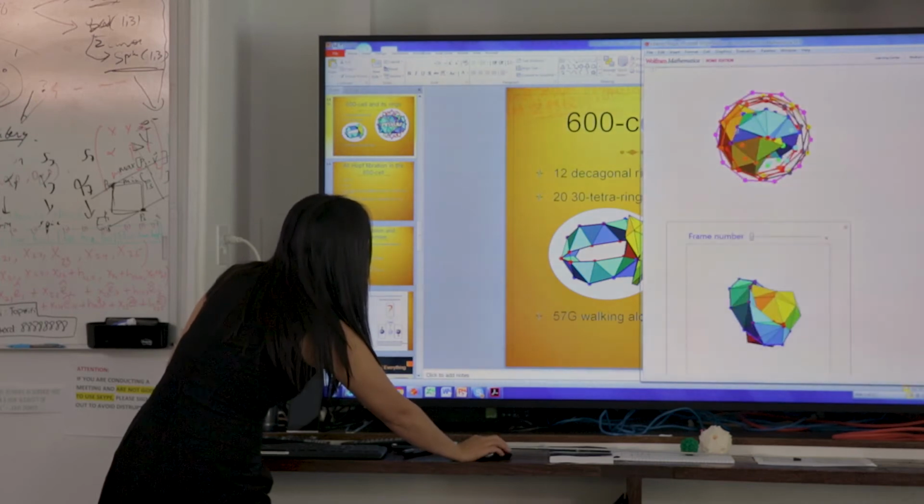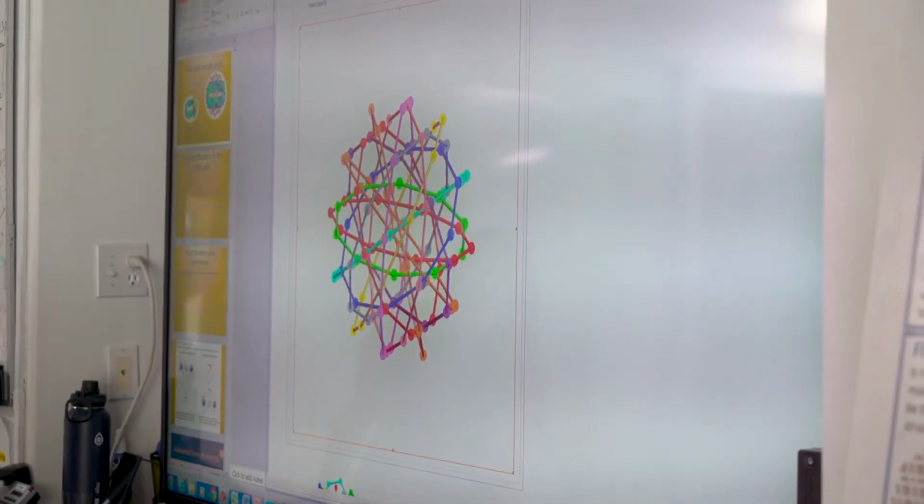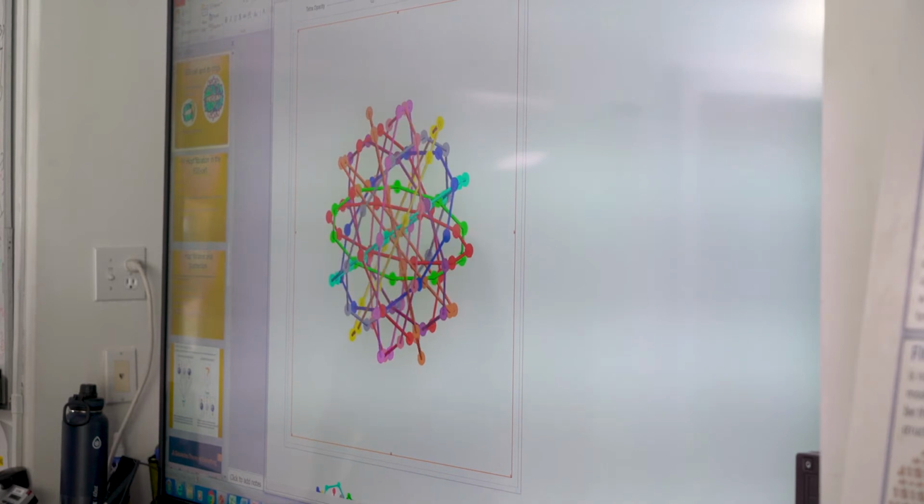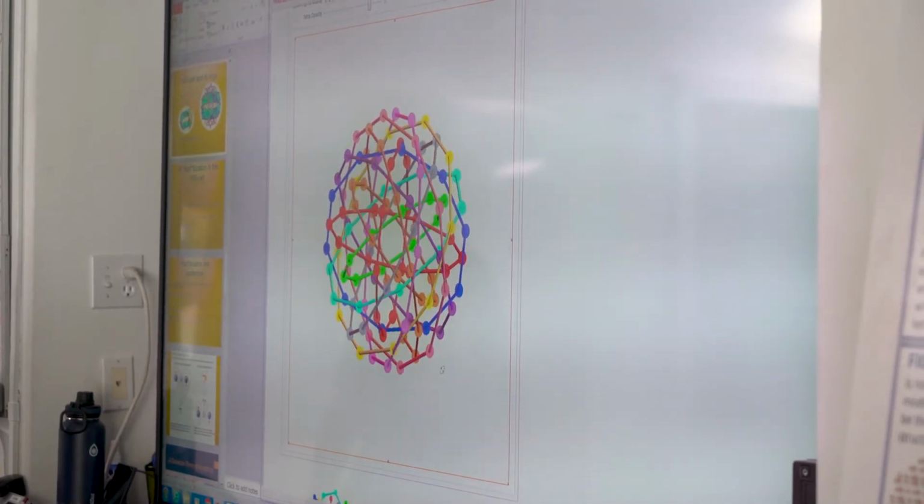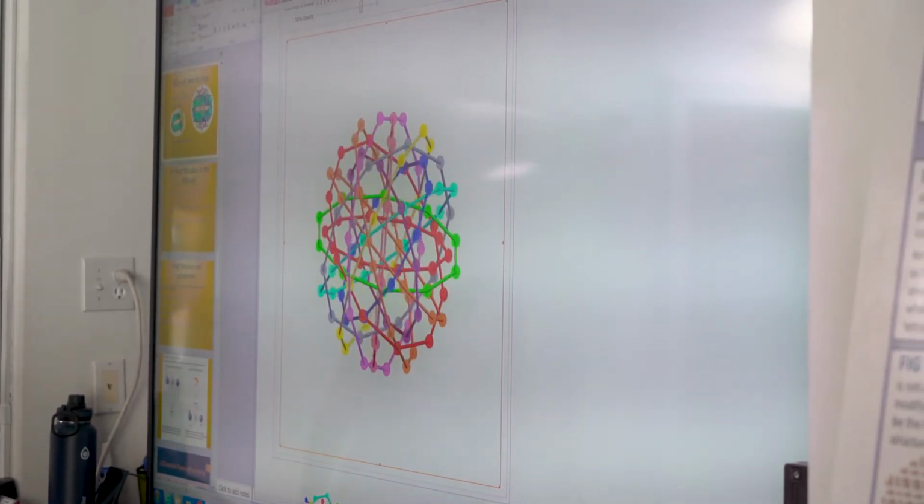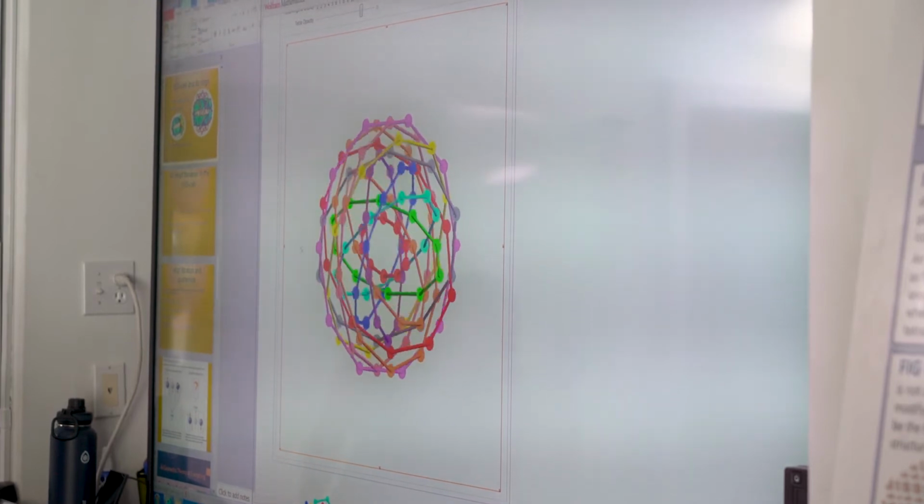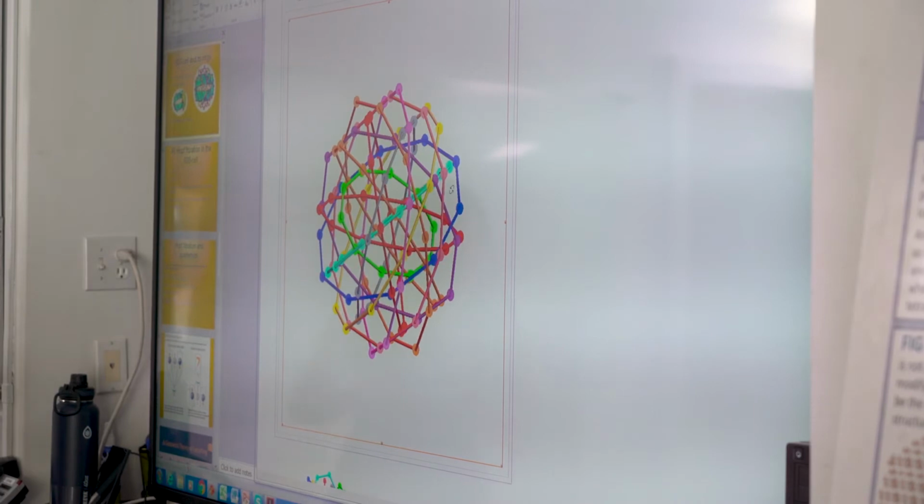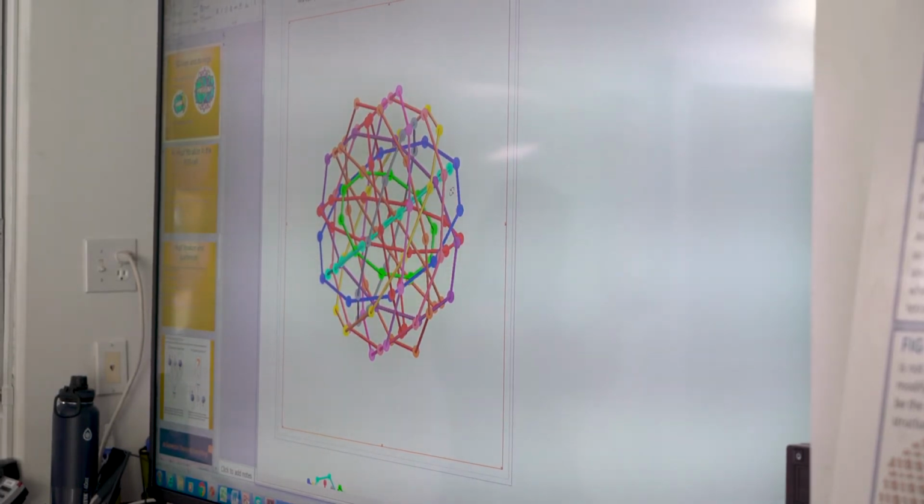So you can see that the 600 cell can be split into these fibers, and they're not intersecting, and they're not linked. None of them are touching each other, right? No, and this is not linked. So they're all separated.